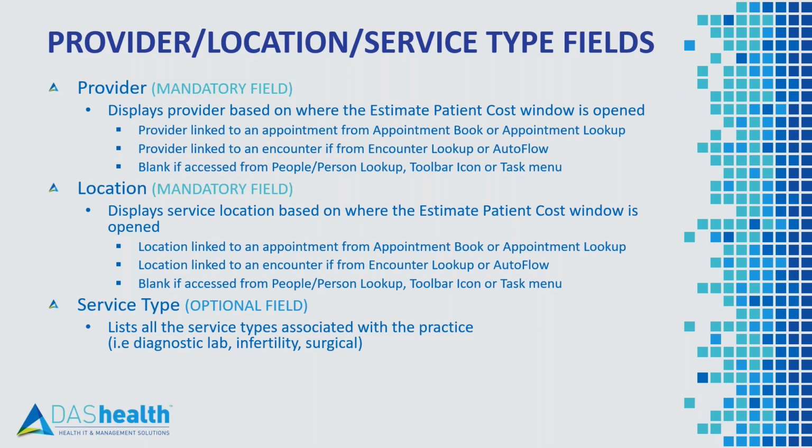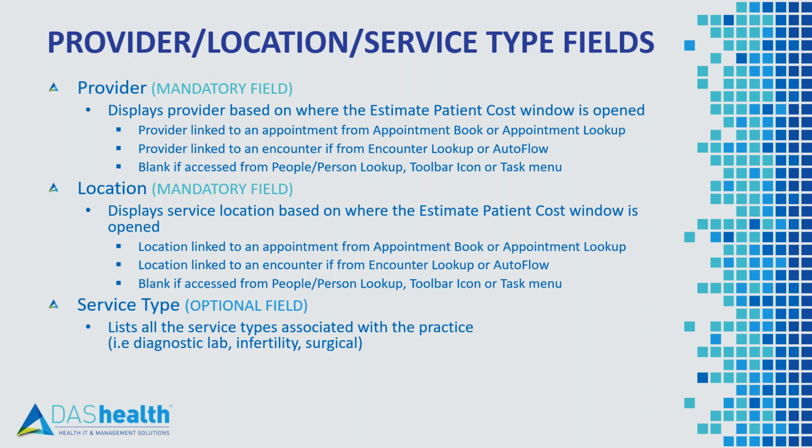Same thing with our location. Again, this is another mandatory field. It also will depend on where you are opening this tool. So again, the appointment book or appointment lookup, it's going to pull in that location that's linked to that appointment. In encounter lookup or autoflow, it's going to pull in the location linked to that encounter. And then finally, any of those places that's not associated with the specific appointment or encounter, that field will be blank as well, and you would just choose the location appropriate for that service.